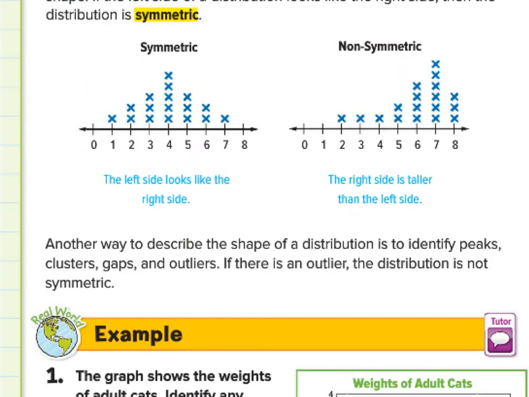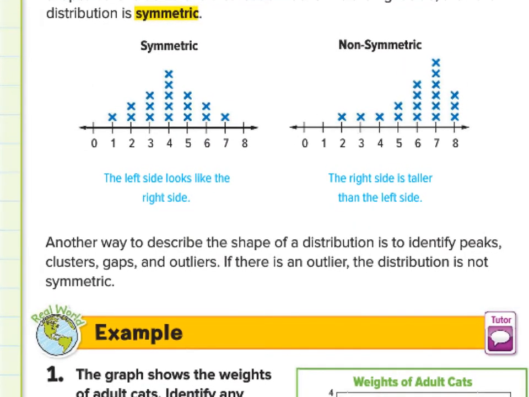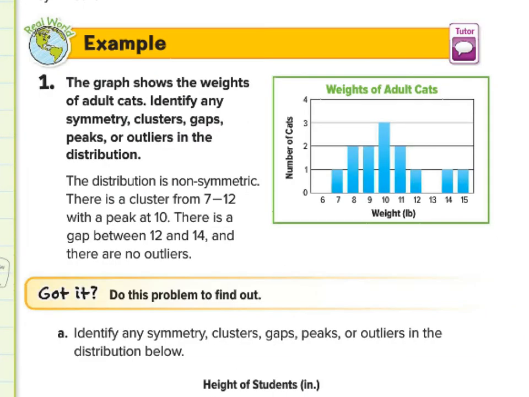And as we've done in the past, another way to describe the shape of the distribution is to identify peaks, clusters, gaps, and outliers. If there is an outlier, the distribution is not symmetric. Let's have a look at example 1.